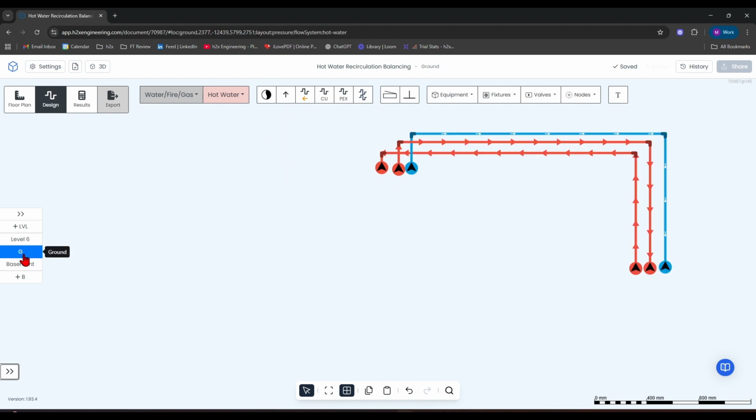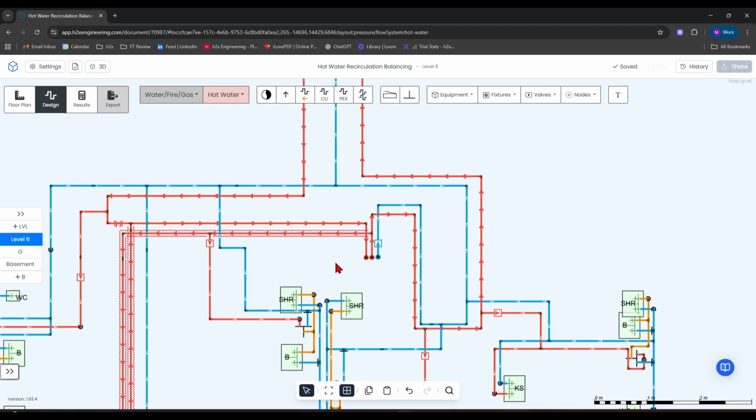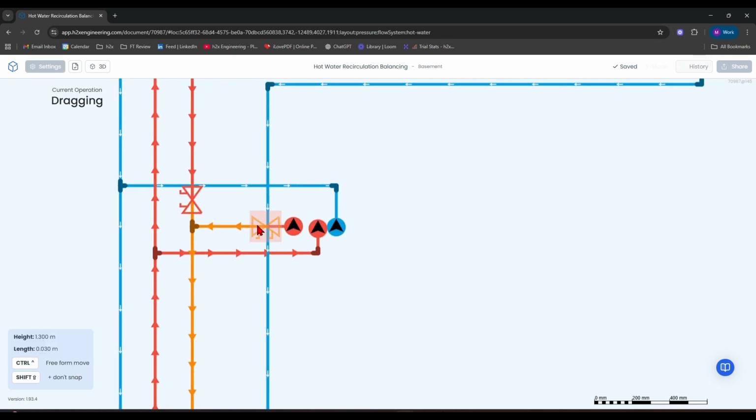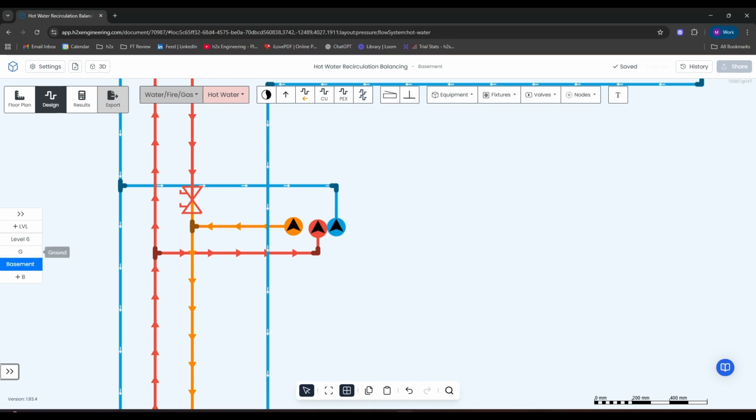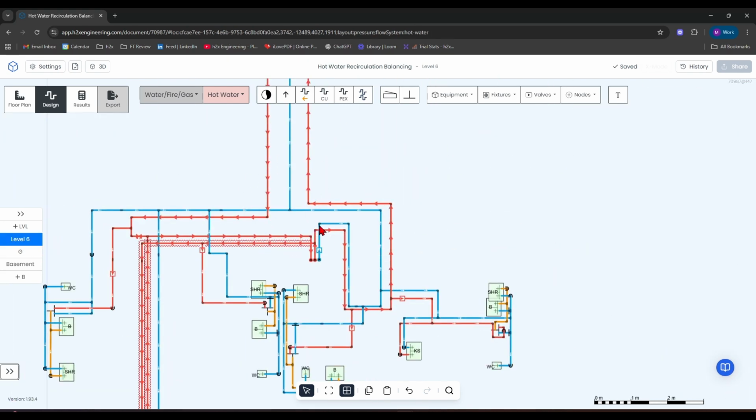So if we go up here, it goes through another couple of risers up to level 6, where we go up to this level, and then we have a split. So each side of that split would need a balancing valve, and we've also got a balancing valve on this level, meaning that we need to go back to the basement and delete this one here. If we go back up to level 6, we'll take a look at our layout here.